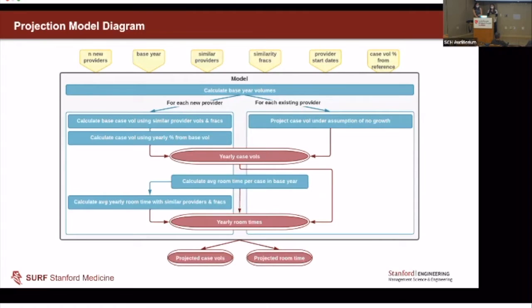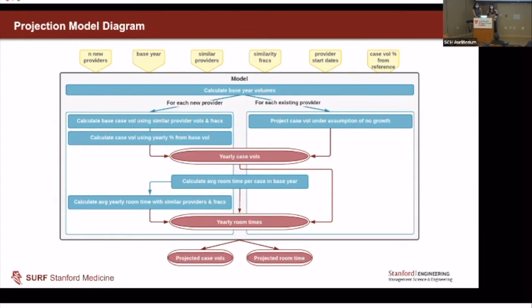The two major outputs that it is supposed to produce, and produces, are the projected case volumes, as well as the projected usage time, depending on how many new providers we hire. And for inputs, we have the number of new providers that we're hiring, and the base year from which to base the projections. Then we have similar providers. So for each new provider, there could be one or several providers that they're similar to in volume and types of patients that they're seeing. And we have the similarity fractions of how similar they are to the providers.